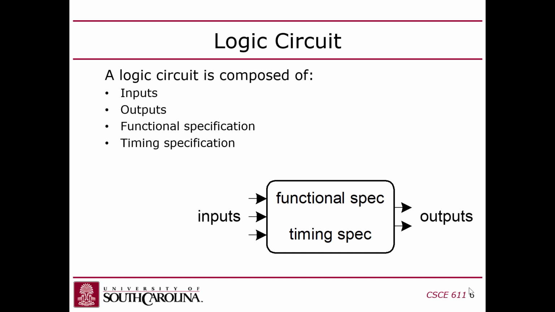Now you can define the function with Boolean logic or a finite state machine, if it's sequential logic, or like I said, in this class, we're using a high-level language to define the functional specification. That's basically just what it does. And then there's a timing specification, which defines the constraints of the input signals, as well as the timing of the outputs. We'll get into that a little bit in another lecture. Today, we're just going to focus mostly on how to define the functional specification.